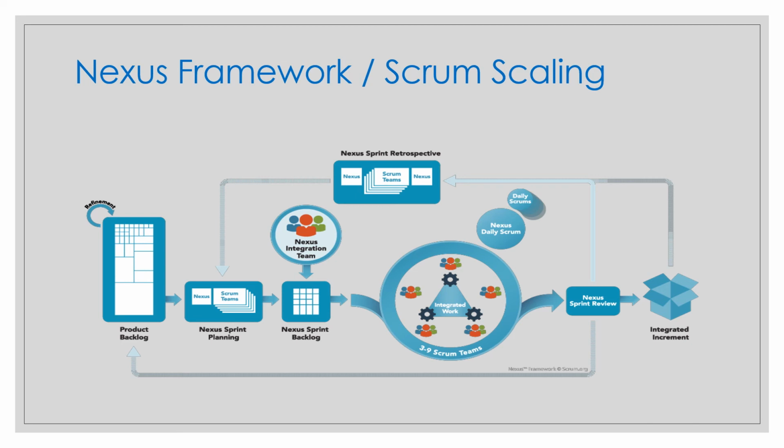So you are giving that integrated increment, and dependency on the other teams should be less, so that you can work independently and provide the Nexus sprint integrated increment. That is your Nexus framework, and that is also called Scrum of Scrums or scaling Scrum. Okay, so we have gone through that.